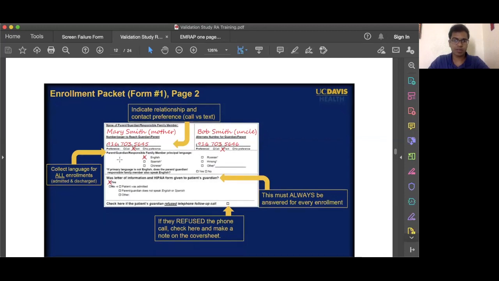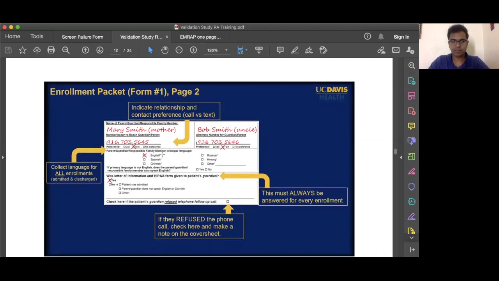And the principal language should be checked. And at the bottom here, it says, if primary language is not English, does the parent or guardian or responsible family member also speak English? That should always be a yes. The only time it can be a no is if they are Spanish speaking, then they don't have to speak English because we can use a translator. For any other primary language, that should be a yes if we went ahead and approached them.